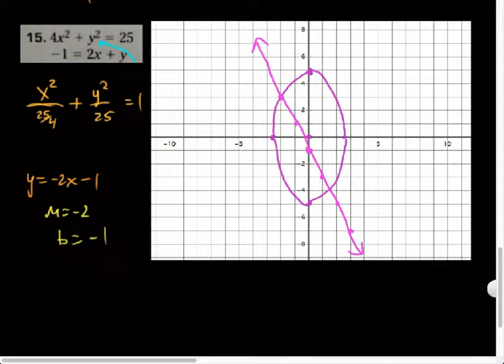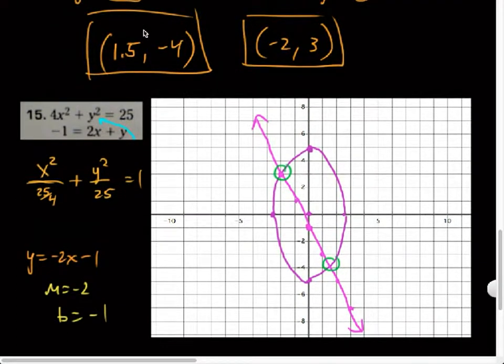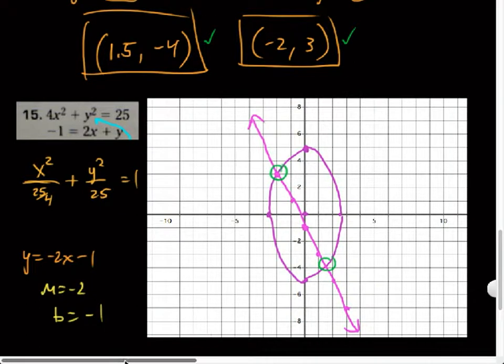you can see that one of my intersections occurs here, and the other one occurs here. This intersection is at negative 2, 3, and this one looks like 1.5 comma negative 4. And behold, cha-ching, cha-ching. It appears to check out just A-OK. So there you go for 15. That was the intersection of a conic and an ellipse. Sorry, an ellipse and a line. Ellipse was the conic.